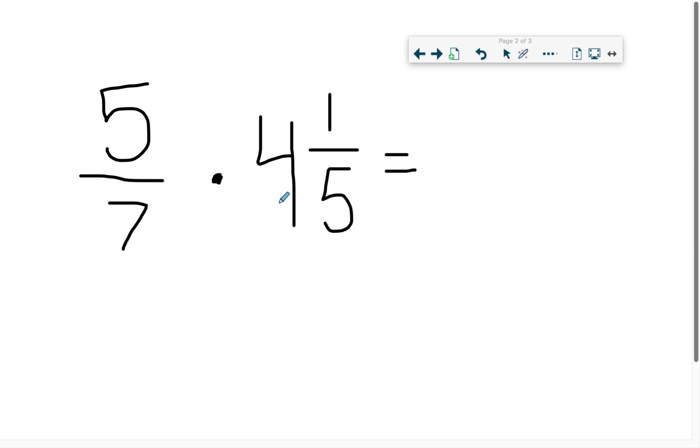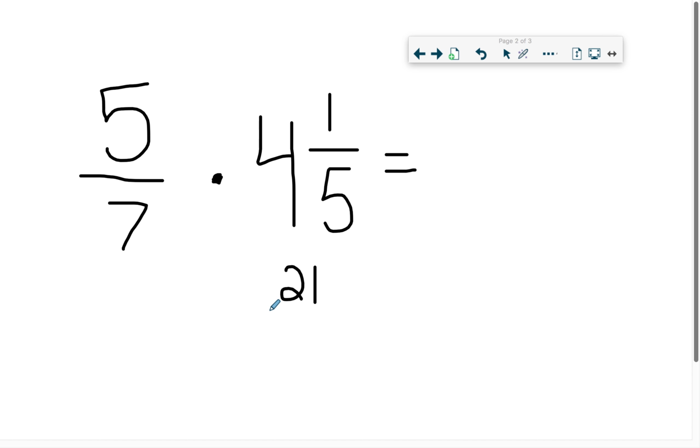Step one, change mixed numbers to improper fractions. How do we do that? We take our denominator and our whole number and we multiply them, and then we add our numerator. So that would be 5 times 4, and then we add 1, so that would make 21, because 5 times 4 is 20, and 20 plus 1 is 21. So that actually becomes my new numerator.